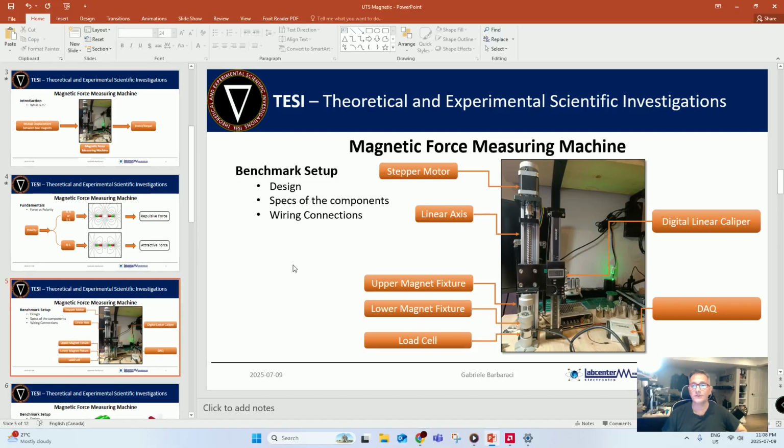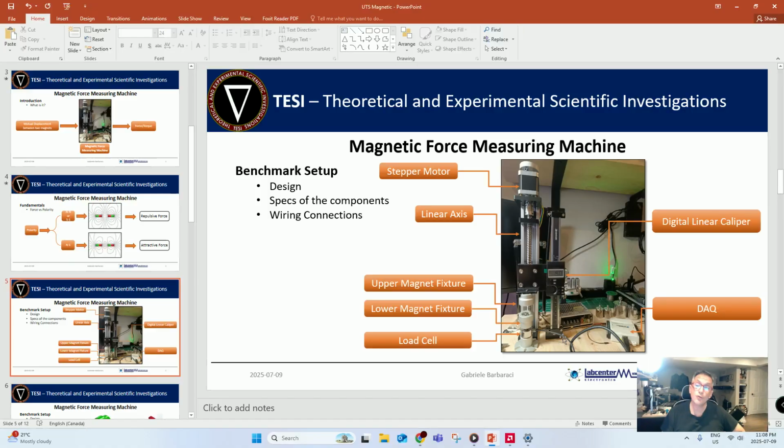All right, so the components are: stepper motor, linear axis, upper magnet fixture, lower magnet fixture. Usually these are the same, with some slight differences in order to create the connection with the load cell that is on the bottom. I also developed a base to anchor the entire system to a plane, here on a table. I used wood right here because it was the first available material.